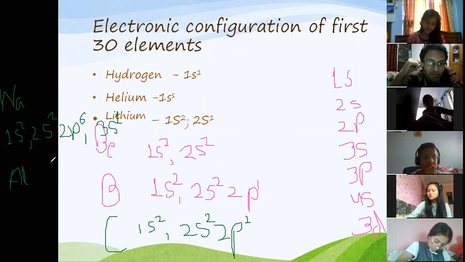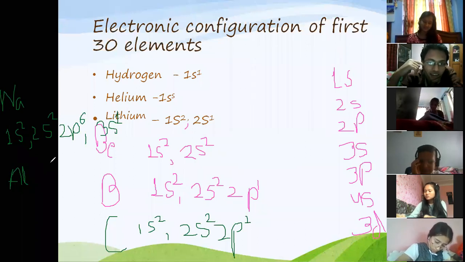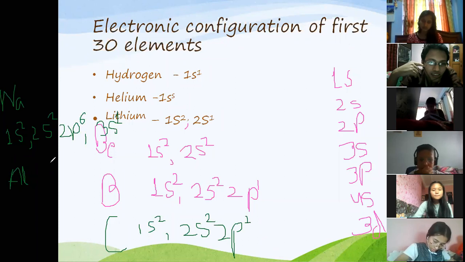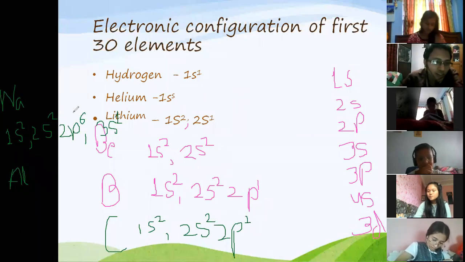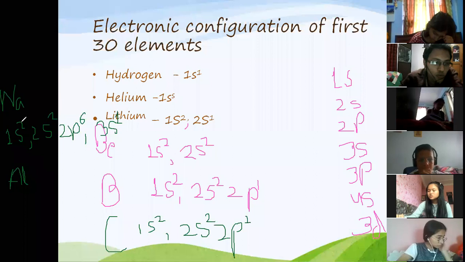Sir, 3s. 2p what? Tell me the number there. No, sir, not 2p. 3s. 2p will not be there. So there will be 2p. Okay, then tell me the number. No, on top there should be a number. If you see, all the orbitals have some number, right? And these numbers represent the electron number. So this 2 means 2 electrons present in the s orbital.